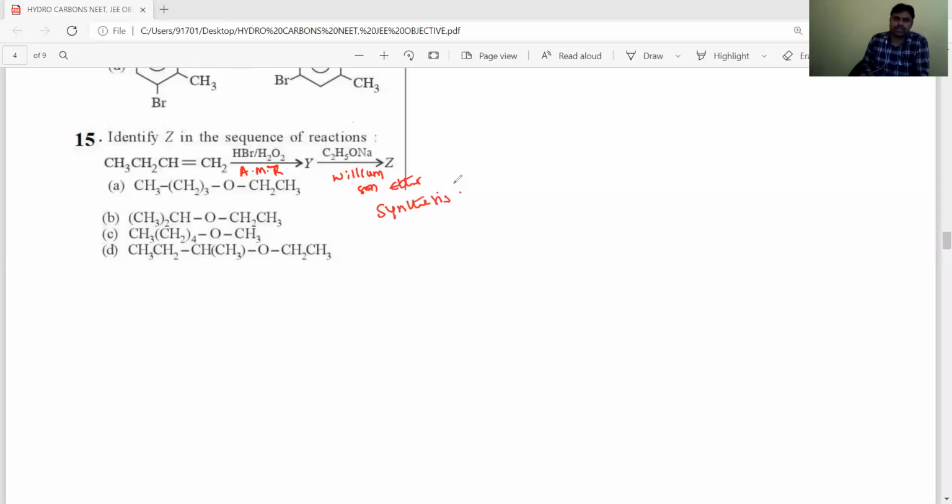Williamson ether synthesis. Okay, let's see. We have to identify the correct final product, so listen carefully. First, you write the given reaction. First one: CH3-CH2-CH=CH2. First we are adding HBr, hydrogen bromide, in the presence of H2O2.